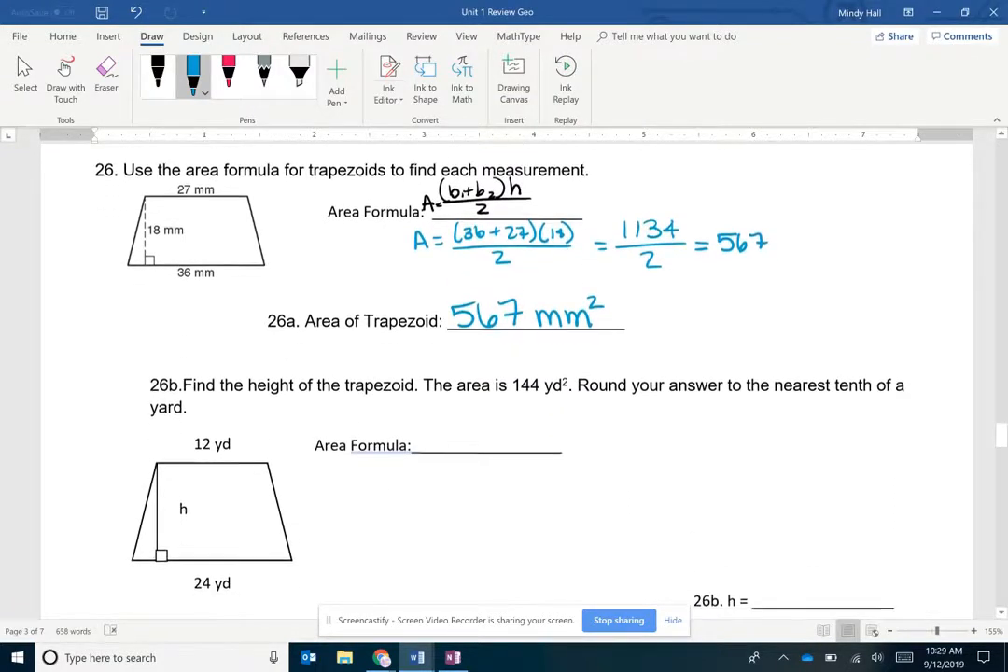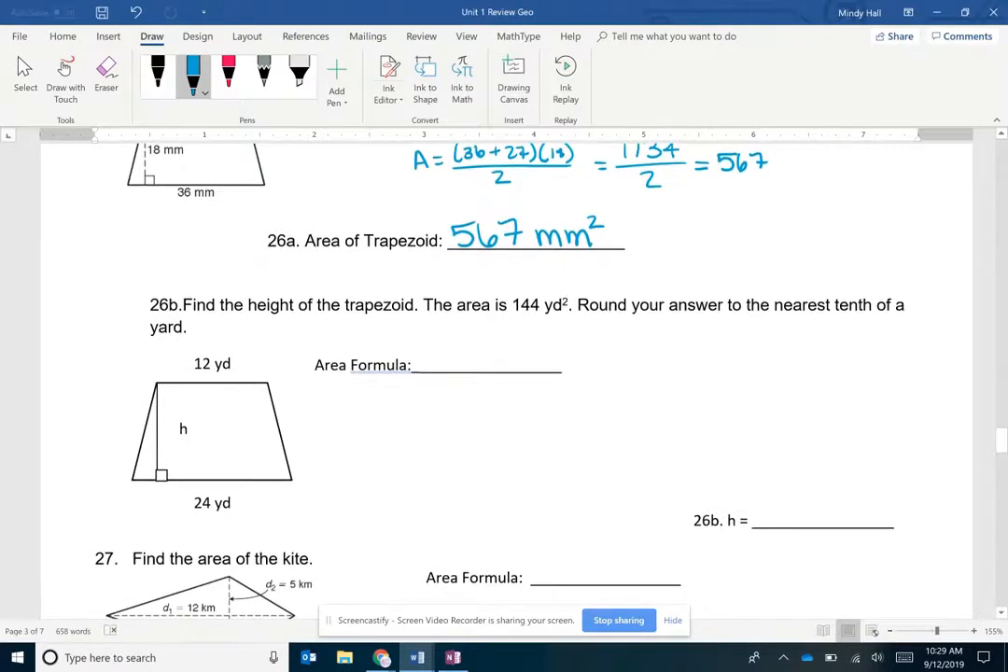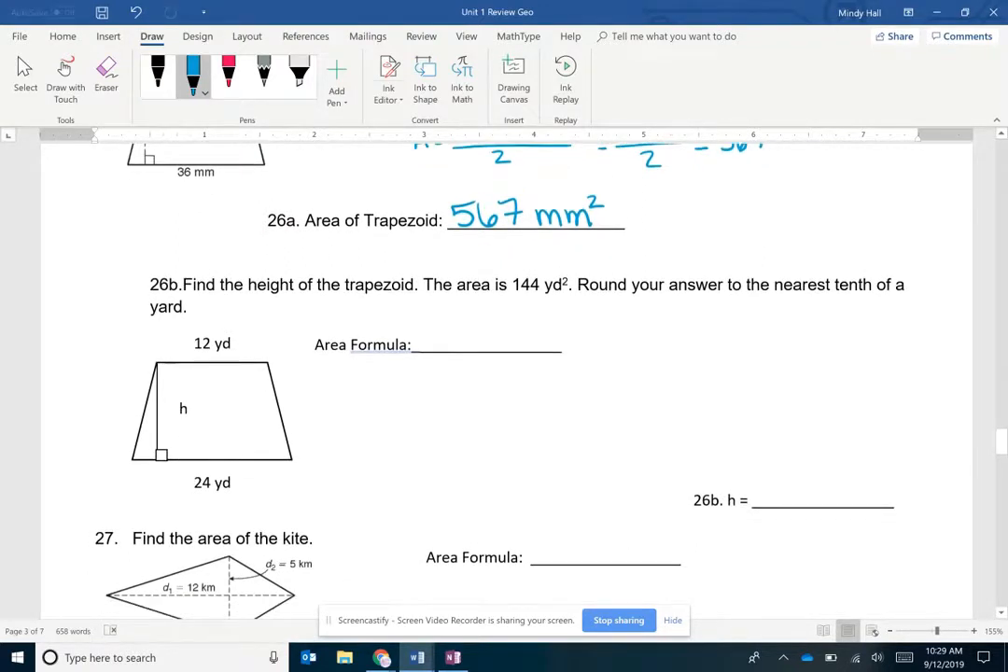So now for 26b, I want to find the height of the trapezoid. So I know that my area is 144, so I'm still going to use the same formula, bases added together times the height divided by 2. So plugging in what we know, the area is 144. The base 1 would be 12 plus 24. I don't know my height, but I can divide by 2.